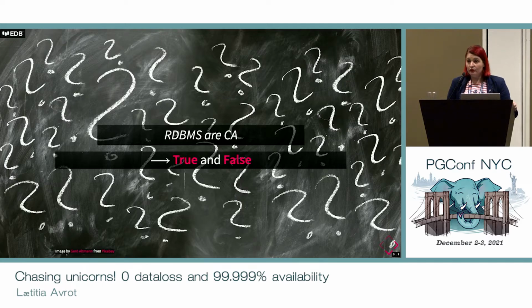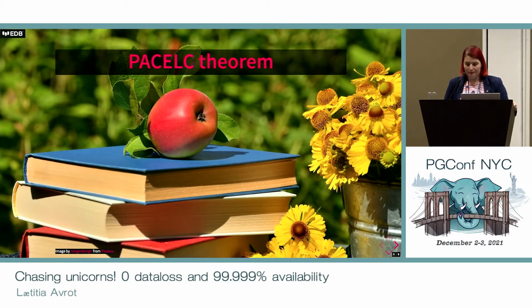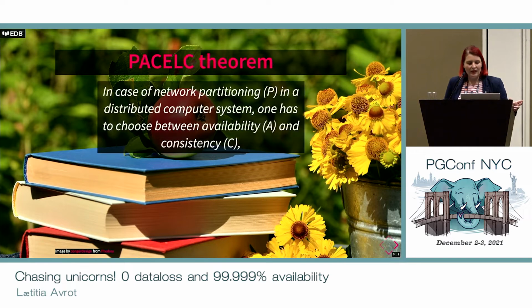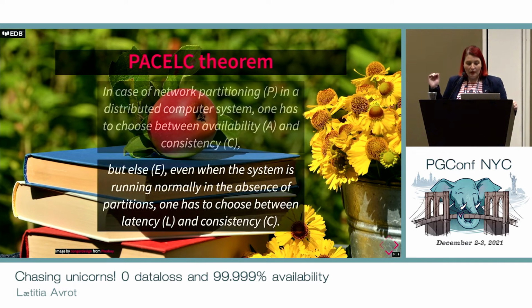And then it goes further with the PACELC theorem. The first thing this theorem states is just repeating the CAP theorem, so that's easy. In case of network partitioning in a distributed computer system, one has to choose between availability and consistency. That's exactly the CAP theorem. But else, even when the system is running normally in the absence of partitions, one has to choose between latency and consistency. So I will explain what latency is.